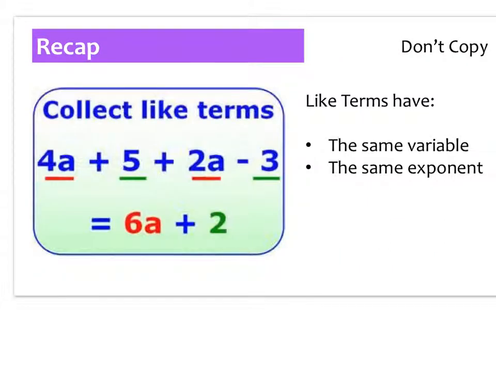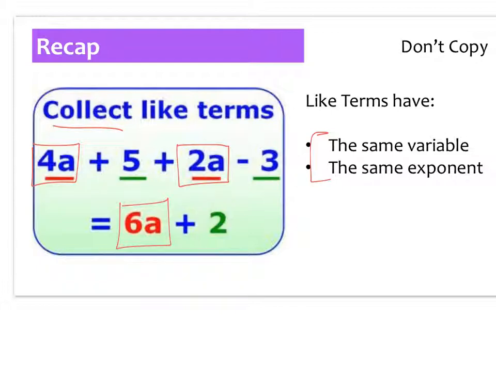So in this case, when we're combining like terms, or as they say here, collecting like terms, we're going to combine the ones that either have the same variable or have the same exponent, okay? And they need to have both. So let's look at this case. We have 4a plus 5 plus 2a minus 3, right? Which ones can be combined? Well, I see that 4a and 2a have the same variable, so I'm going to combine them to get 6a.